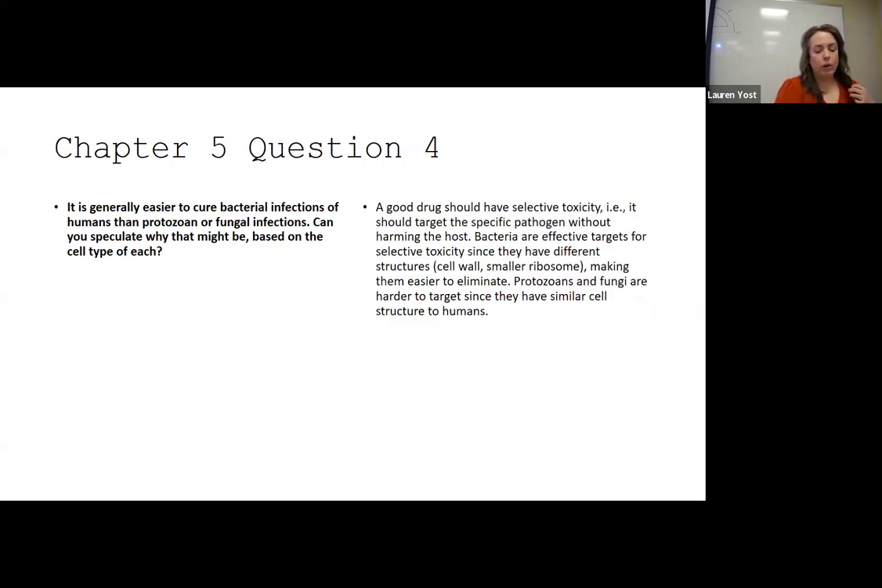So I already put the answer up, I didn't mean to, but basically because the fungi and the protozoa have similar cell structure to us, they have membrane-bound organelles that work the same way that ours do, it makes it harder to target those aspects of those cells, whereas bacteria, they have peptidoglycan, we don't have peptidoglycan, and they have folic acid synthesis, we don't have that. Those are great targets for bacteria. It's harder to find targets for protozoa and fungi that don't also harm our own cells. So that's really what the issue is. And like it says, that comes back to that concept of selective toxicity, which is just that term of trying to be toxic to the bad guy, but not harmful to the host.